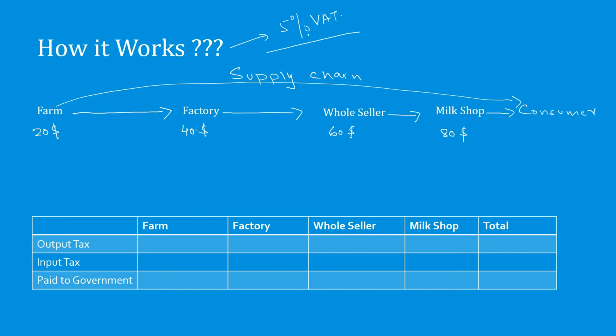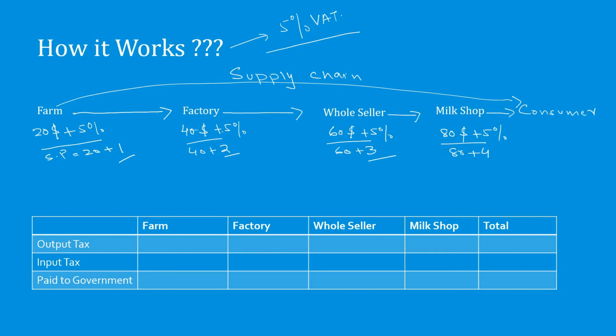So what will happen after the introduction of VAT? The price of the milk will change to what? 20 plus 5%, 40 plus 5%, 60 plus 5%, 80 plus 5%. So what's the new sale price now? 20 plus 1, 40 plus 2, 60 plus 3, 80 plus 4. So what is this 1, 2, 3 and 4? This is value-added tax. So as you can see, it is charged at each stage of supply chain. That is why it is called value-added tax.